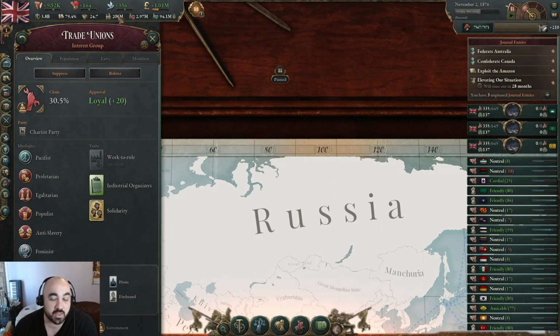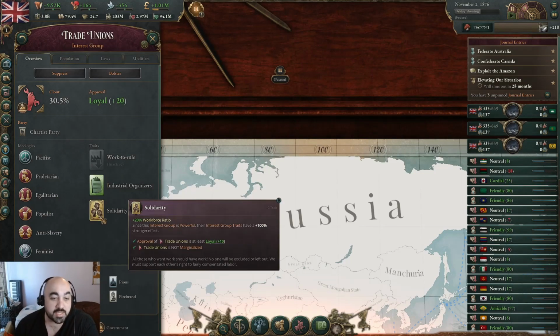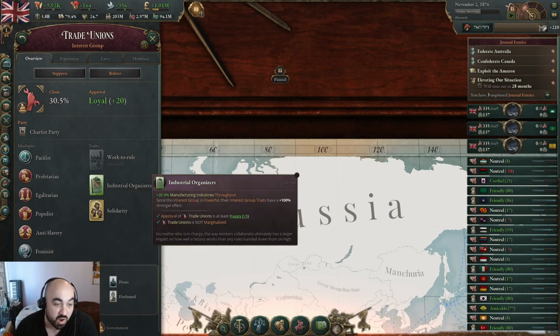Normally speaking, the normal rate, you have 25% of your population gainfully employed and 75% dependents. You'll notice here that is very much not the ratio here. That is because we have a variety of things giving us plus workforce ratio. So this bonus is really strong, this bonus is really strong, and combined, this makes the trade unionists the most powerful interest group in the game, and they're also relatively easy to empower once you start developing a little bit and start getting the people powerful.